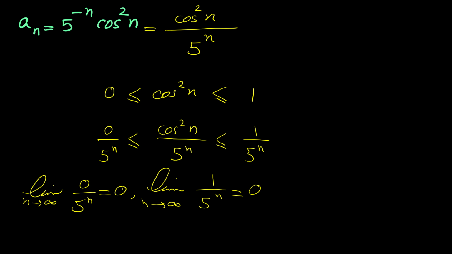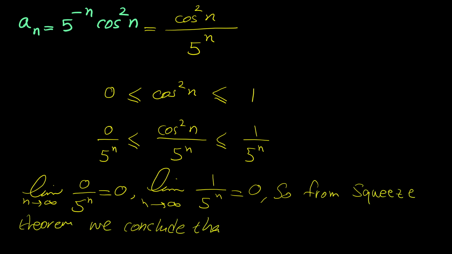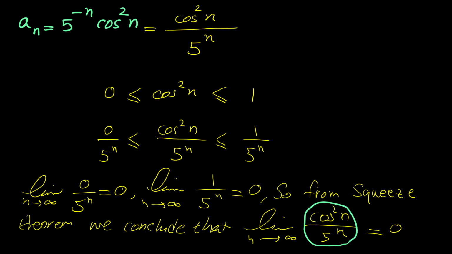Because the denominator approaches infinity. So, from the squeeze theorem, we conclude that the limit of cosine to the 2 over 5 to the n as n approaches infinity is also 0. And attention, this expression is this expression. So the limit of the given sequence here is 0, and so the sequence is convergent and converges to 0.